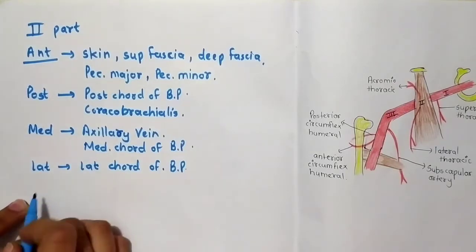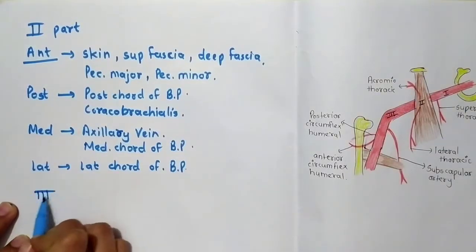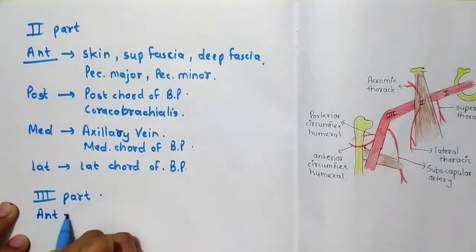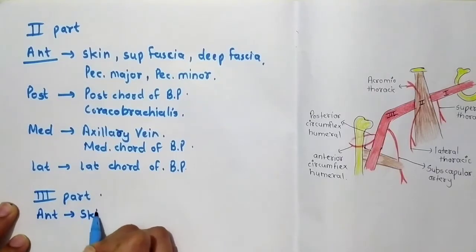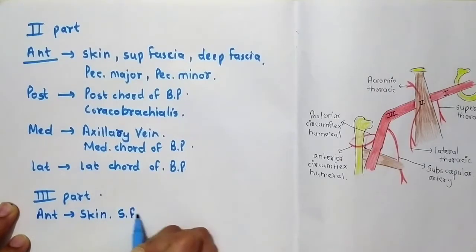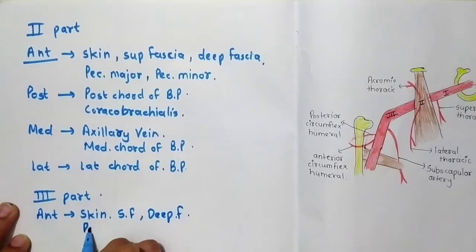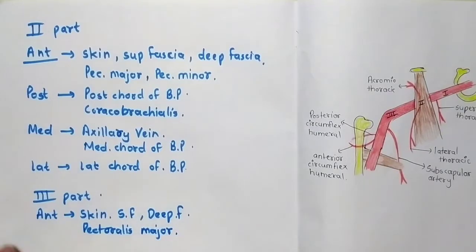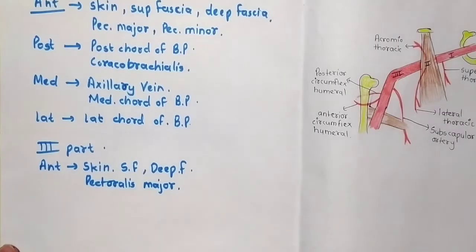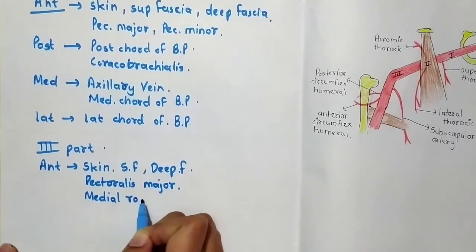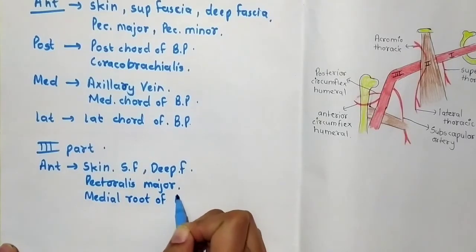Now the relations of the third part. In the anterior relation there is again skin, superficial fascia, deep fascia, pectoralis major muscle, and also the medial root of the median nerve.